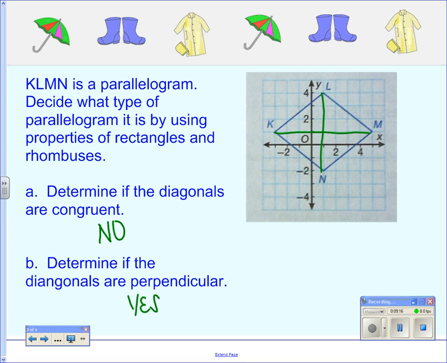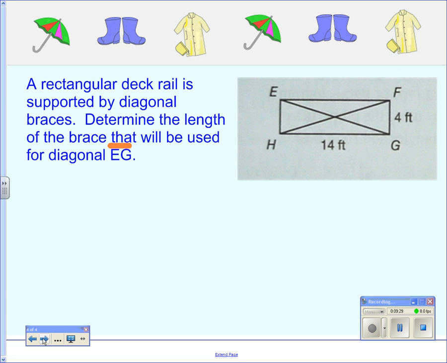All you have to do is figure out, are they congruent or are they perpendicular? Does that make sense? Any questions on that? Okay. And if it is both congruent and perpendicular, you know what it would be? A square. A square is a mixture of a rhombus and a rectangle. Both of them together make a square.